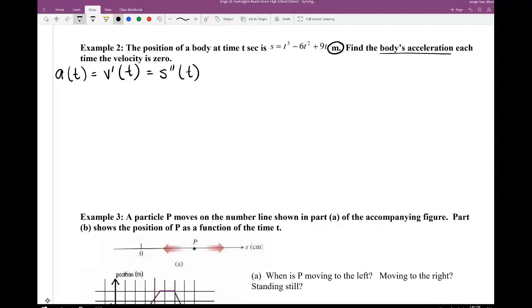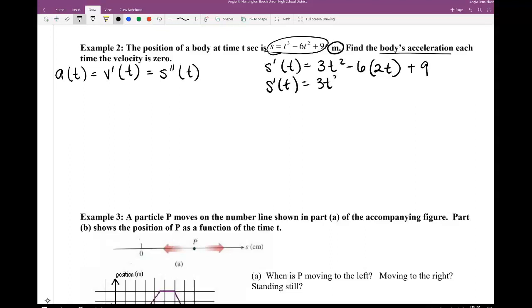So we have the position right here. So what we might want to do is find s prime of t to give us the velocity. So that's 3t squared minus 6 times 2t, okay? Because 6 is the constant, you can pull it out and just take the derivative of t squared. And the derivative of 9t is just 9. So now s prime of t is 3t squared minus 12t plus 9.